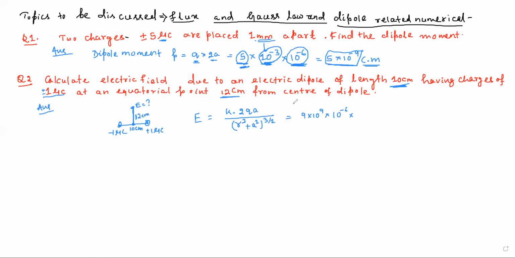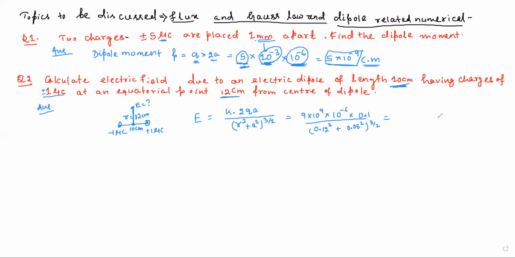2a is the distance, 10 centimeter, that means 0.1 meter, by r square plus a square. R is the distance, equal to 12 centimeter, that means 0.12 square plus a square. a means 0.1 by 2, that means 0.05, 0.05 square, whole power 3 by 2.